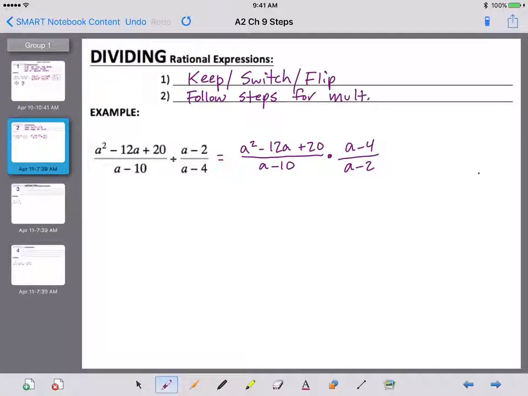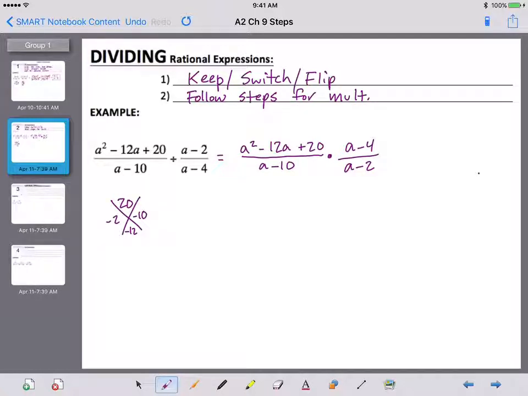All right, so notice that we only have one piece that we can factor. We can factor that first numerator. So we're thinking of 2 numbers that multiply to give us 20 and add up to -12. I'll let you think about that for a moment before I spoil it for you. And it's -2 and -10.